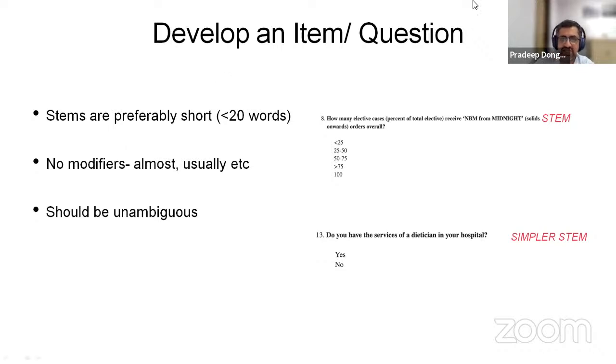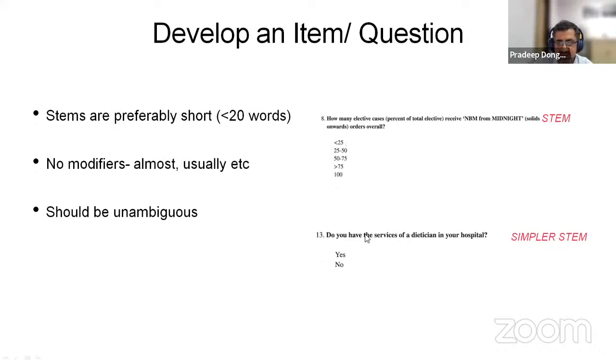You can see the first question here: how many elective cases were in brackets percentage of total elective receive NBM from midnight solids onwards, orders overall. So there are so many modifiers here, I think probably the respondent would get really confused. This is from one of our surveys, but it was a survey done among experts. So we could still accept this question because they would probably understand. But if this similar question is given to a lay person, I don't think he would attempt this question.